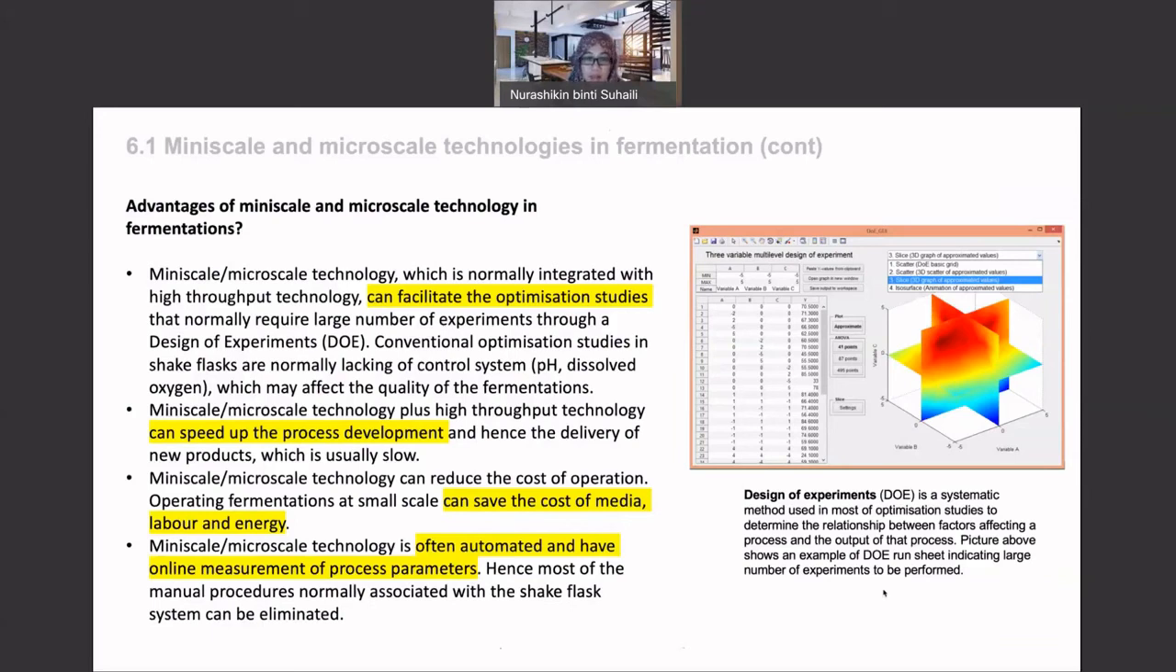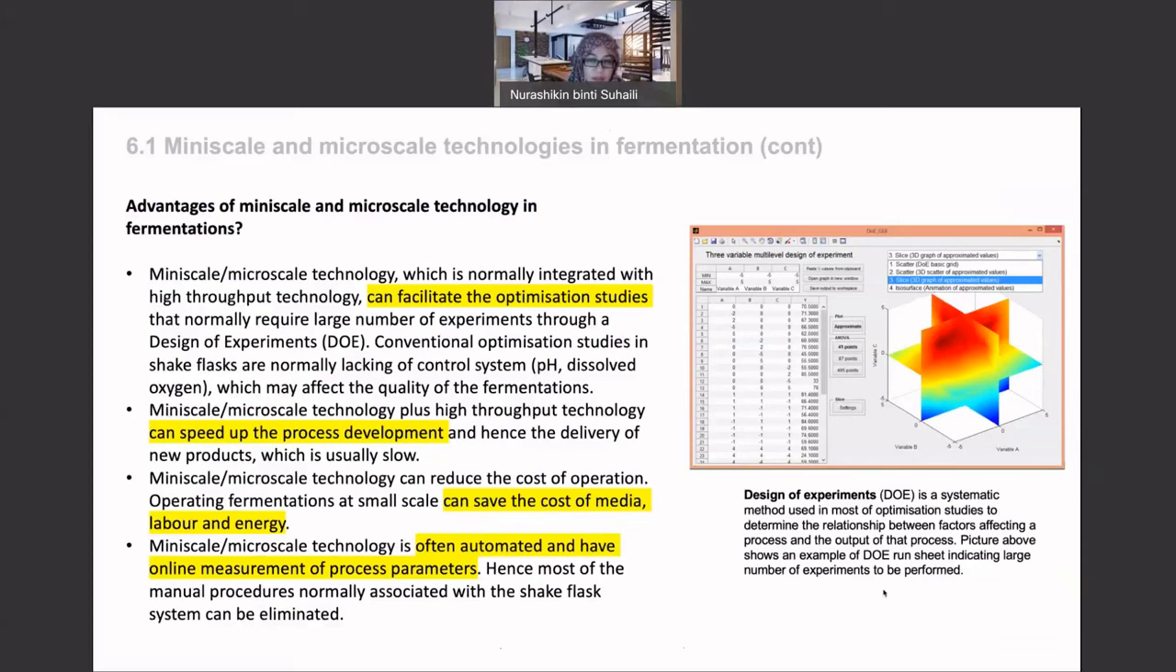So when the microscale technology is integrated with high throughput technology, it can benefit the process development because it can save time and speed up the process. And it can save the cost of the media because of the small volume. Yeah, and not just the media, the labor, and also the energy.